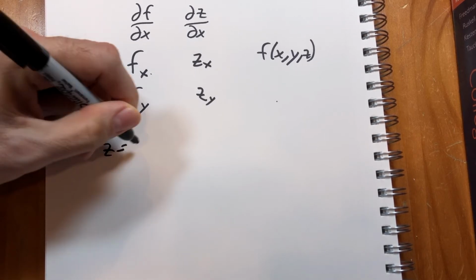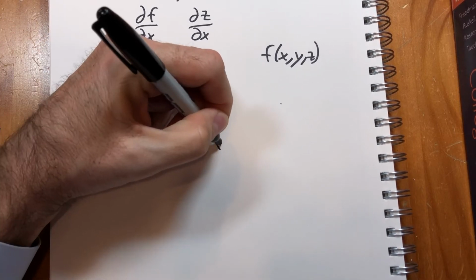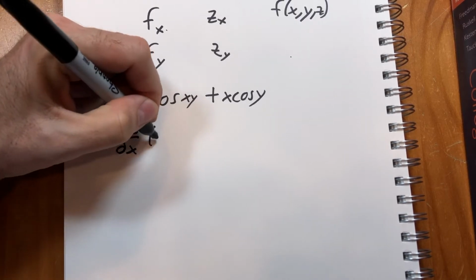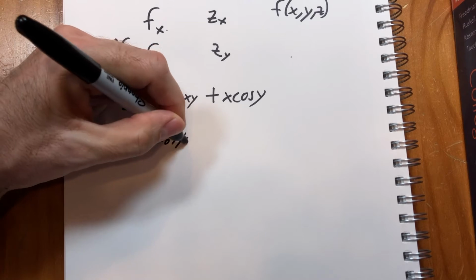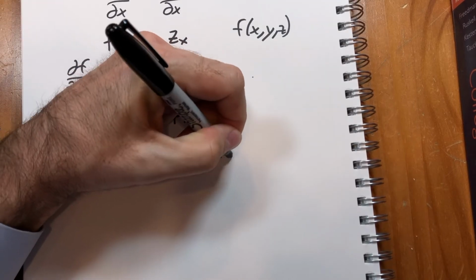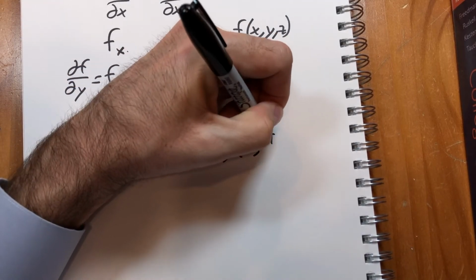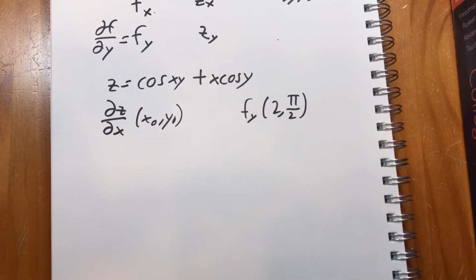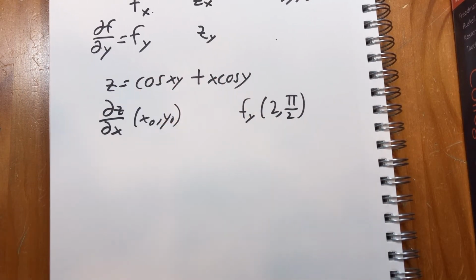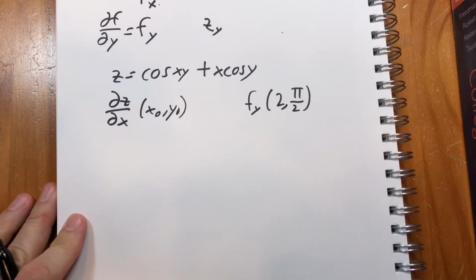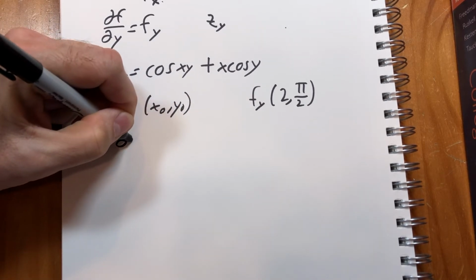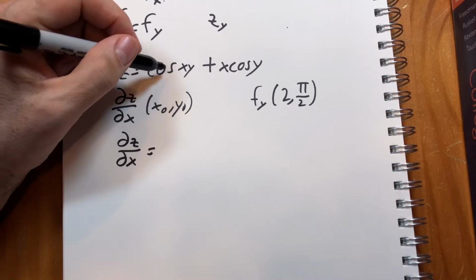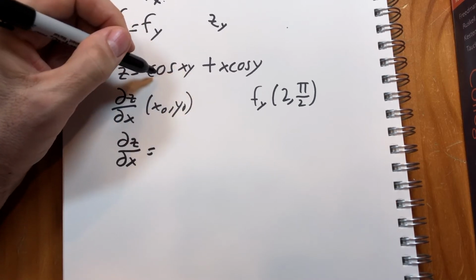If we have that z equals cosine xy plus x cosine y, let's find the partial derivatives of z with respect to x at (x0, y0), and also f_y at a specific value. Okay, so how do we do this? Well, first we have to find the partial derivatives. We do that just like we did in the last example. To take the derivative of z with respect to x, we treat y as a constant and take the derivative of the rest of it.